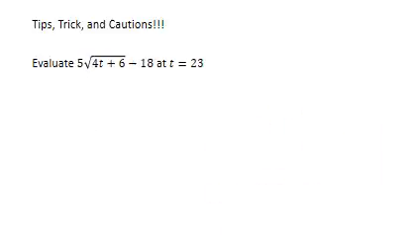Now the next and last expression that we want to make sure we understand the tips, tricks, and cautions with is a radical expression. So we've got one right here. It says evaluate 5 times the square root of 4t plus 6 minus 18 at t equals 23.